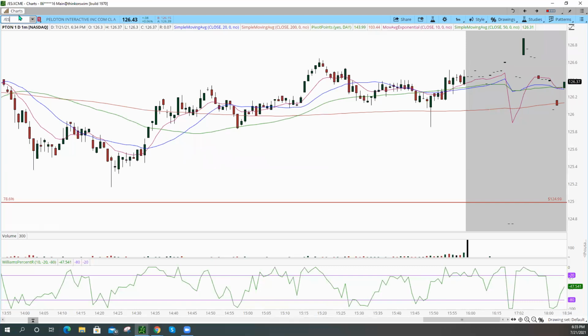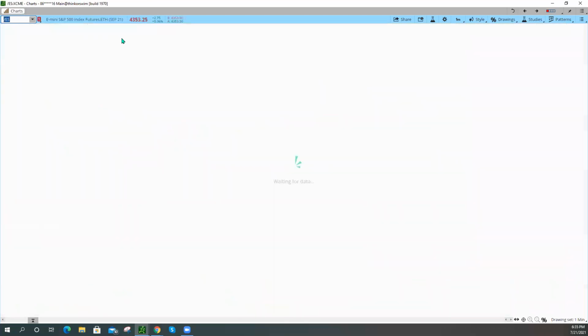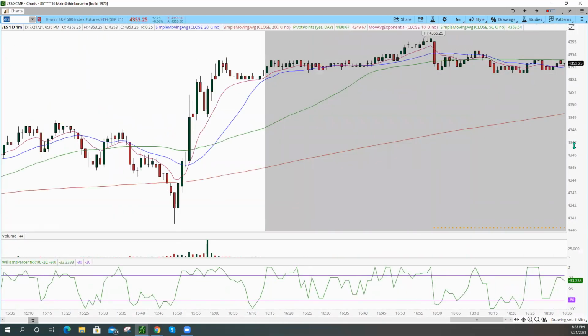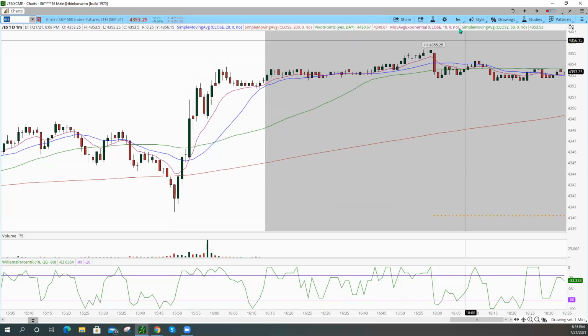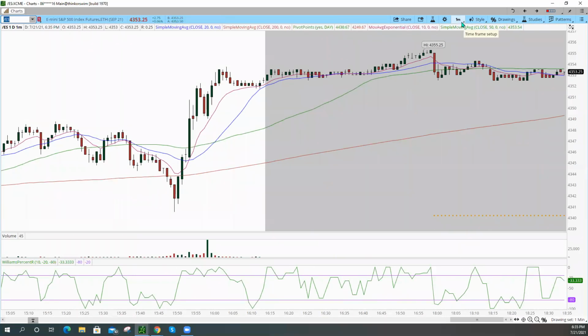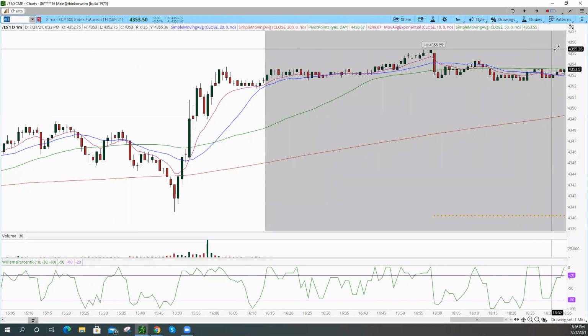Okay, so I'm going to go to E-mini S&P because I saw there was a post where HP was asking about the E-mini S&P. So this is a really small time frame. This is a 1-minute chart. Yes, I'm using Fibonacci retracements, but I'm using them the opposite way to find extensions, so to find future projections.